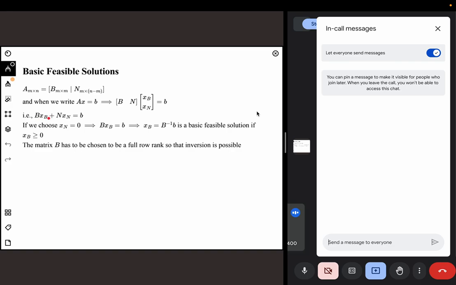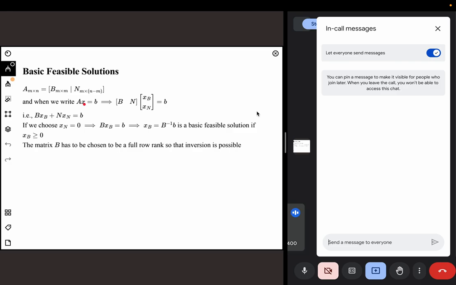So this eventually will give me Bxb plus Nx equal to B. What we are trying to do here is Ax equal to B. If it is a square matrix, I can always do an inverse and calculate the values of x. And for those x, I can see whether x greater than or equal to 0 is satisfied or not, and that will be my solution.